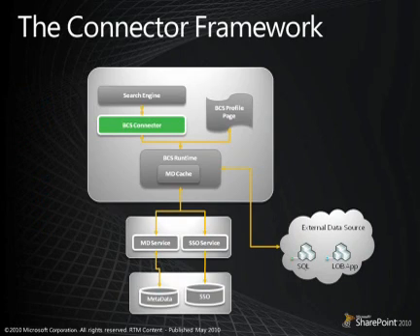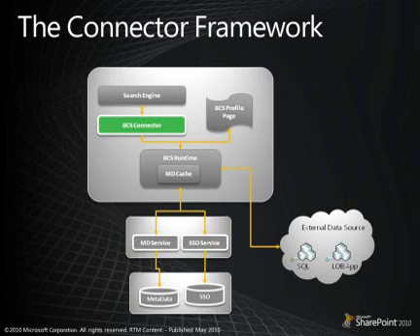The connector framework uses a BCS connector, which implements the System Utility interface. It's this interface which your custom connector must implement and which search will call into to retrieve your proxy. Custom proxy class is used to retrieve the data from the external system. The class is defined using the BCS metadata, which defines the line of business system, model, entities, and methods.